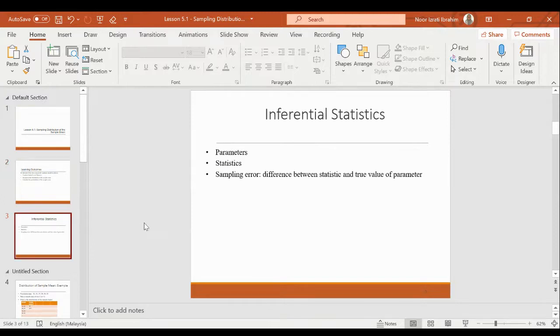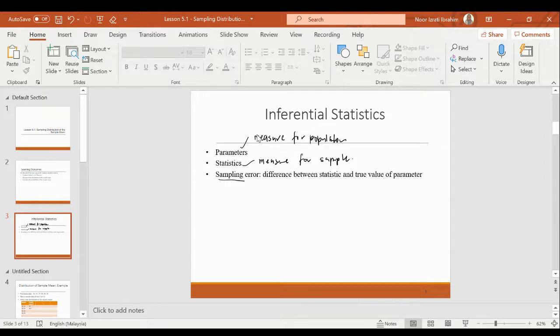In inferential statistics, we have parameter. Parameter is the measure for population. And we also have statistic, which is the measure for sample.